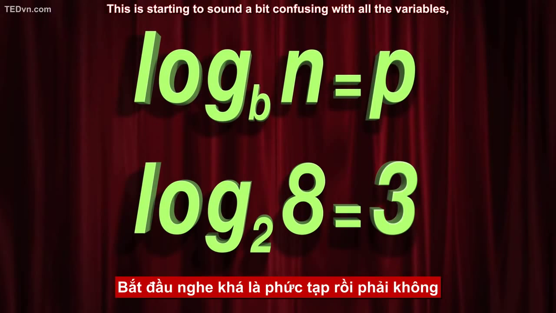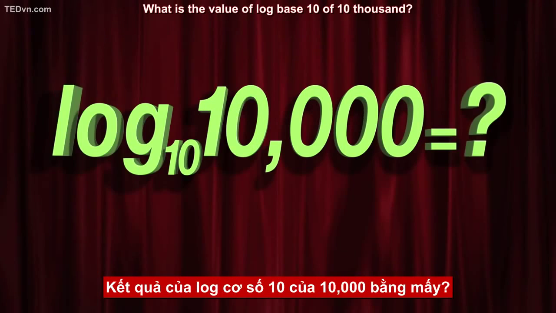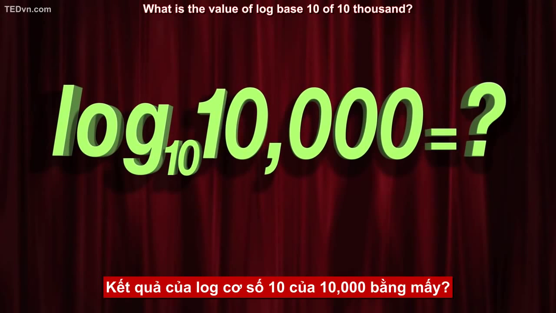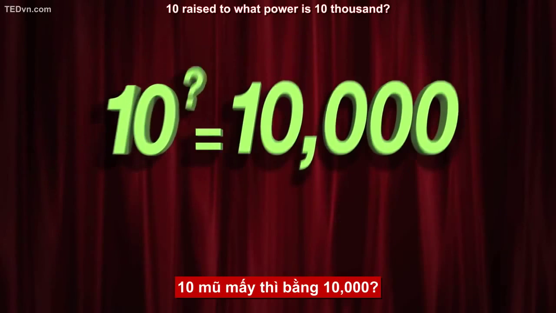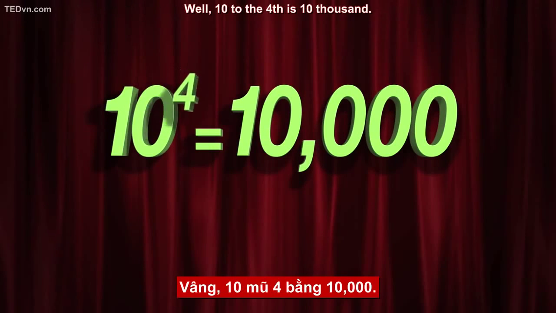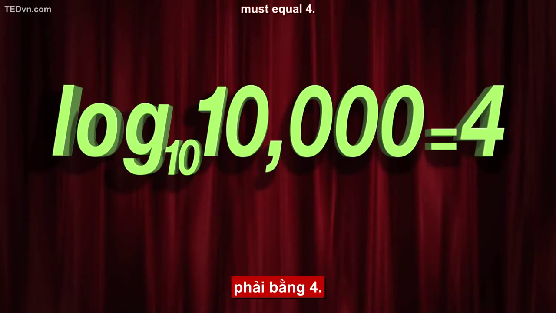This is starting to sound a bit confusing with all the variables. So let's show this with an example. What is the value of log base 10 of 10,000? The same question could be asked using exponents. 10 raised to what power is 10,000? Well, 10 to the fourth is 10,000. So log base 10 of 10,000 must equal 4.